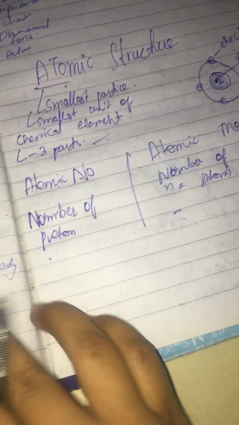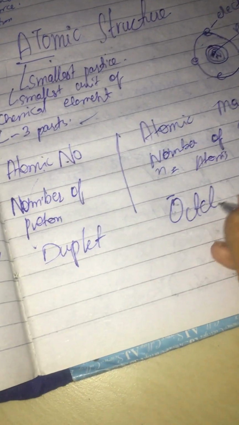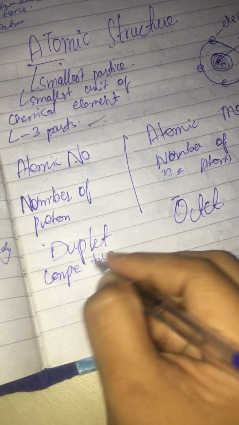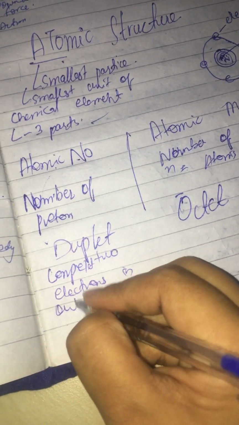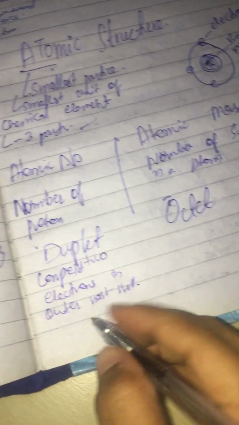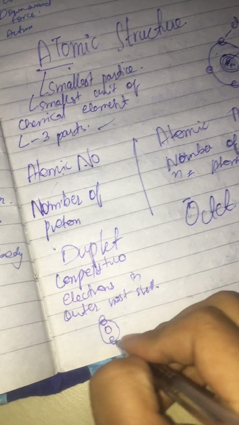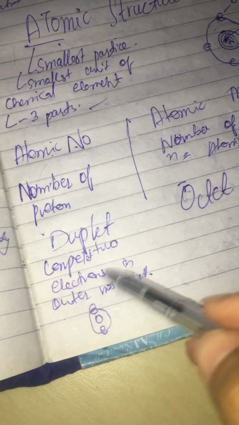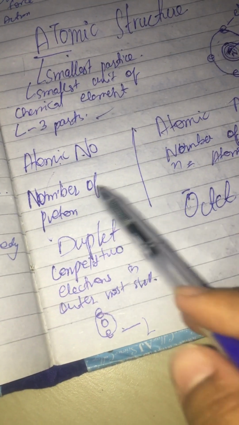Now we have two other terms, which are duplet and octet. What are these terms? To complete two electrons in the outermost shell, we call it duplet. We have one orbit, and when it has two electrons, this means duplet is completed.